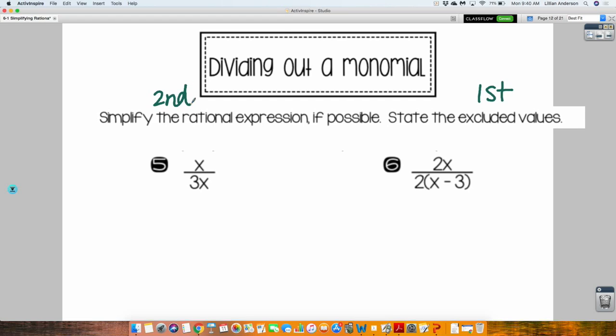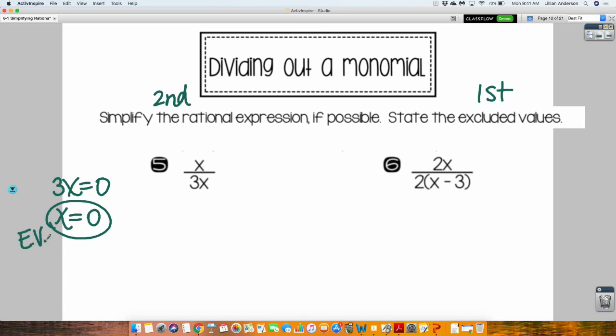Okay? How do I find the excluded values? I said 3x equal to 0. When I solve this, x equals what? 0. Because I divide by 3, right? So this is my excluded value. I'm going to put EV. So we know this. Okay?